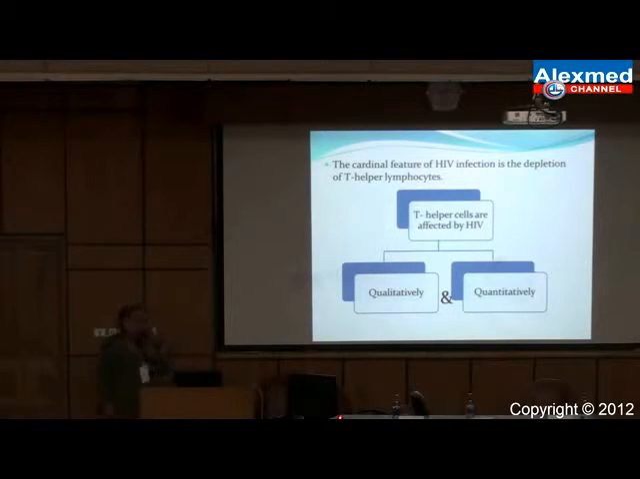The main feature in HIV infection, or in the pathogenesis of HIV infection, as we said, is the progressive damage to the immune system, which is due mainly to the depletion of the T helper lymphocytes. T helper cells are affected by HIV qualitatively and quantitatively. Qualitatively, they are functionally altered; they don't work properly. HIV does many things so that the cell does not work properly. Quantitatively means that the number of cells is reduced.